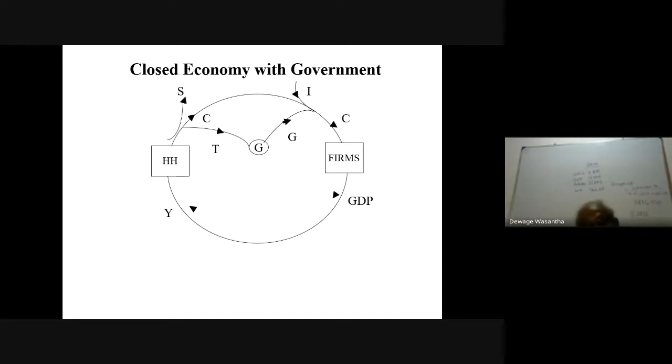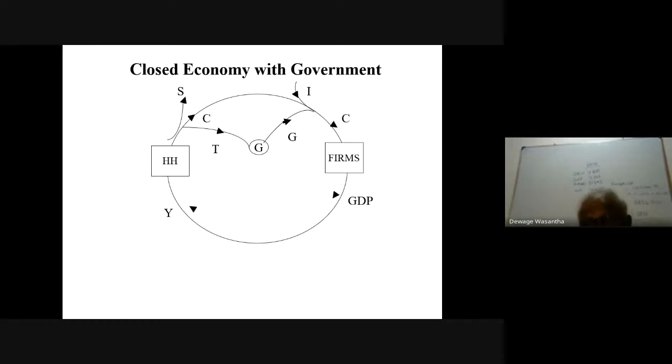If the tax rate is 0.3 and income is 1,000, then 0.3 times 1,000 is paid by the poor people. If the tax rate is 0.3 and income is 5,000, then 0.3 times 5,000 is paid by the rich people. So proportionately, you are paying more to the government. As your income increases, the tax paid also proportionately increases. That is the closed economy with government.